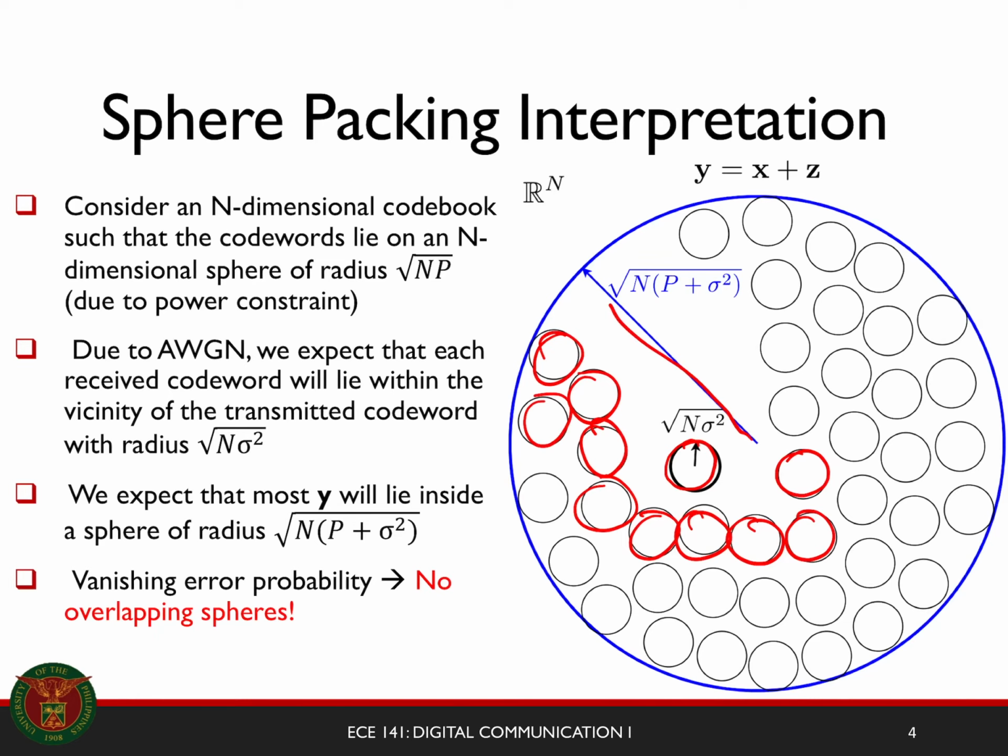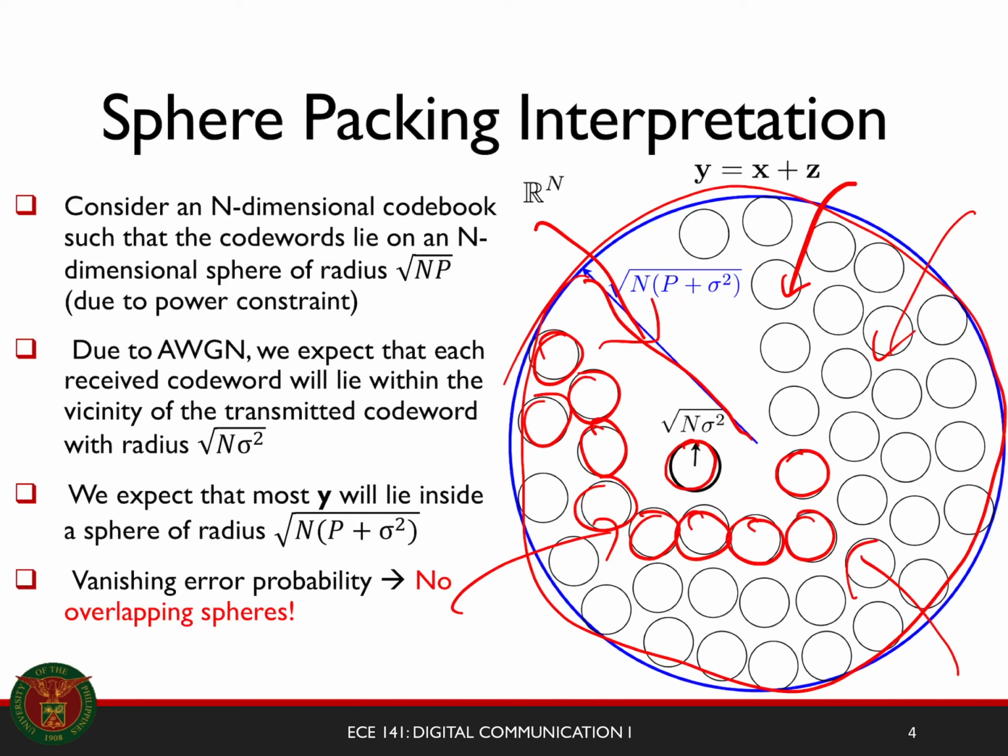The larger sphere represents the maximum amount of power that we can transmit, and if we have more spheres inside the region, then we can say that our coding is more reliable than if we have fewer spheres inside this region. Okay? And there will be no error probabilities if you have no overlapping spheres right here. Okay, so that is the sphere packing interpretation of coding. So how do we then reduce the circles and make our transmission more reliable?